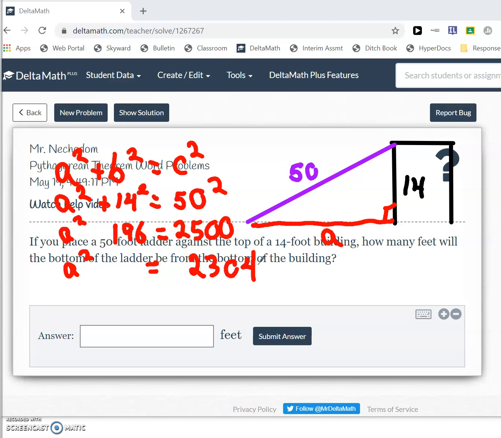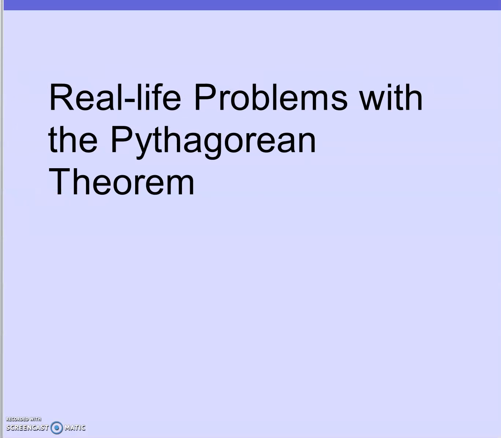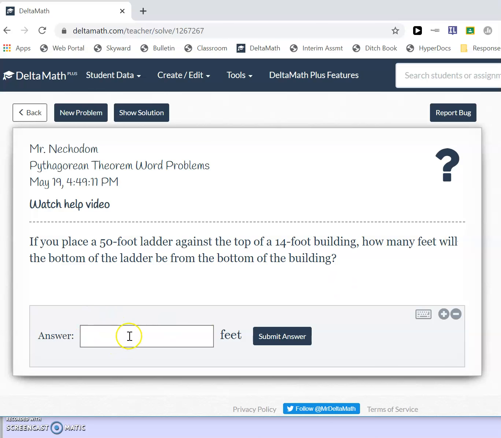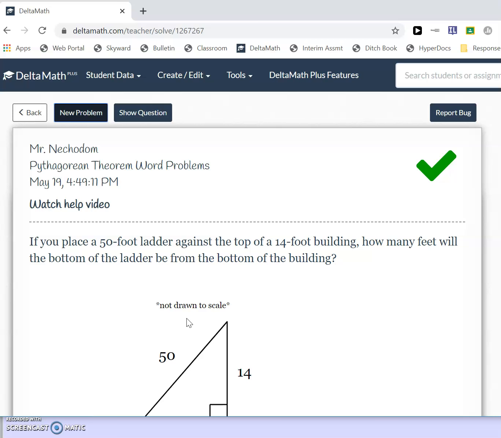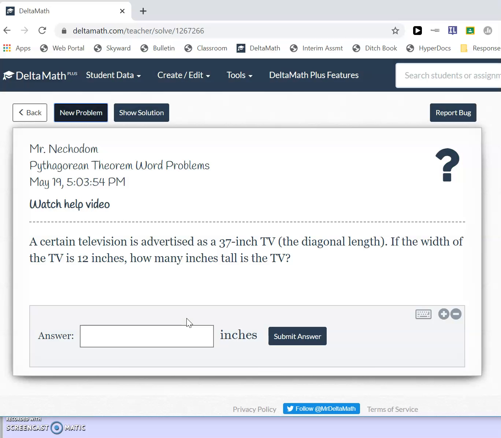2304. Just like we've done before, now what I need to do is square root that to find out what A is. So I'll get that on a calculator, and I get A is 48. Okay. And so what I'll do is go over here, turn that thing back off, and then go back to there and type in 48. Okay, got it. Let's look at another one.